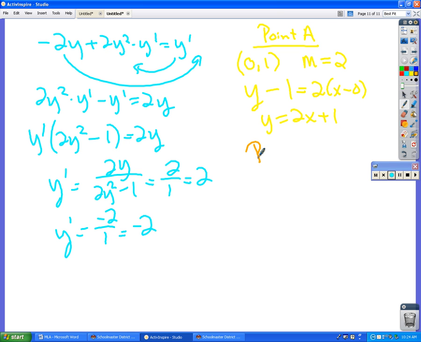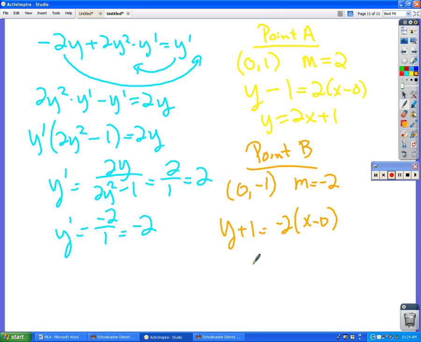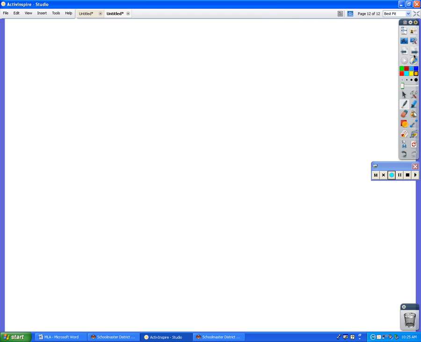And the equation of the line that goes through point B, we're not even done yet, has 0, negative 1, right? And a slope of negative 2. So that's going to be y plus 1 equals negative 2 times x minus 0. So y equals negative 2x minus 1. Now how do we find where they intersect? Set them equal to each other. And then you solve for x. We're going to need to solve for x and for y.